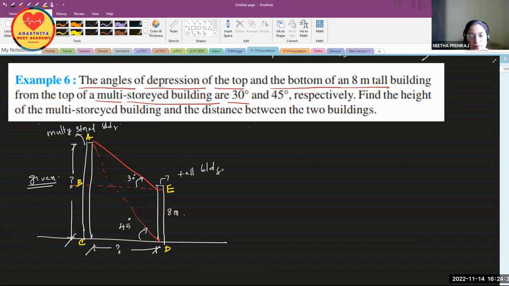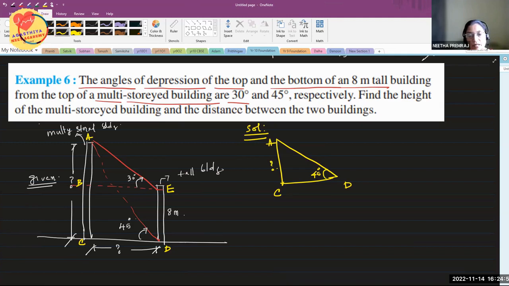ACD. Solution. I take the triangle ACD, and this is 45. This is the tall building we want to find, and this is also something we don't know. Nothing is known, but that's fine. This also we don't know. Let it be. But these two measures we know.